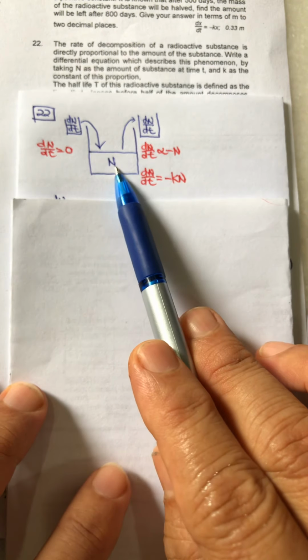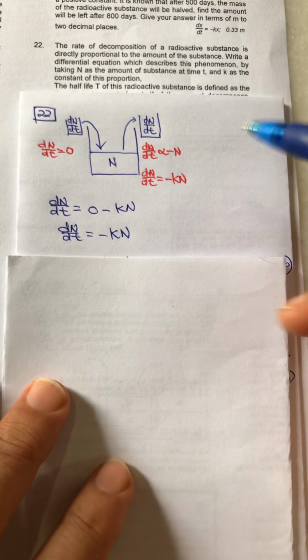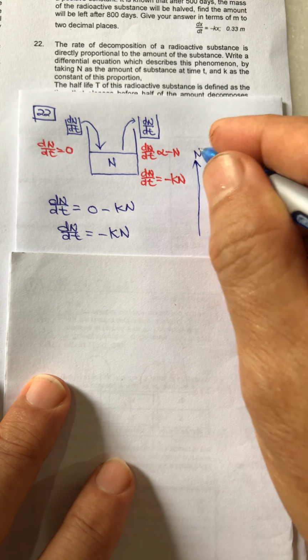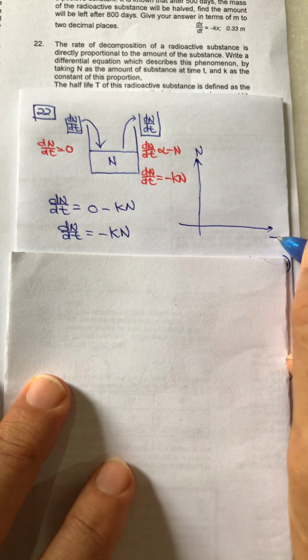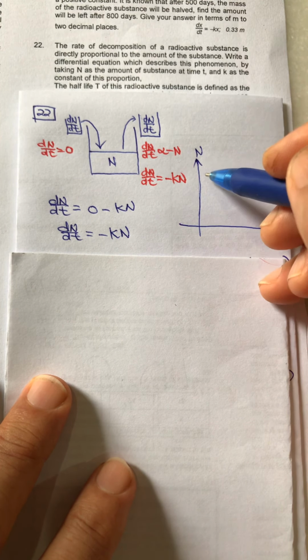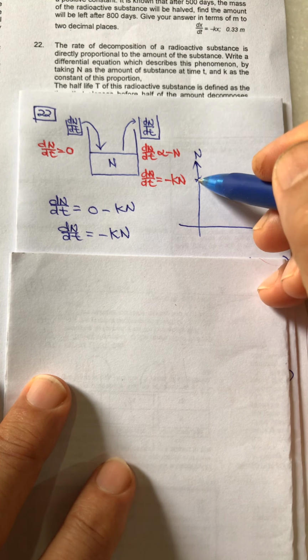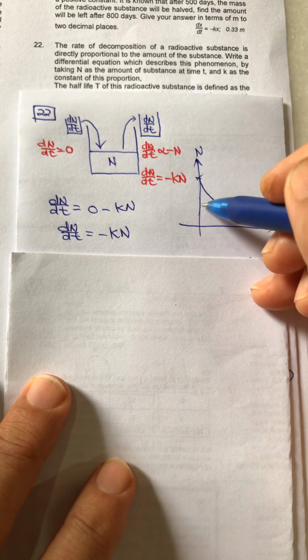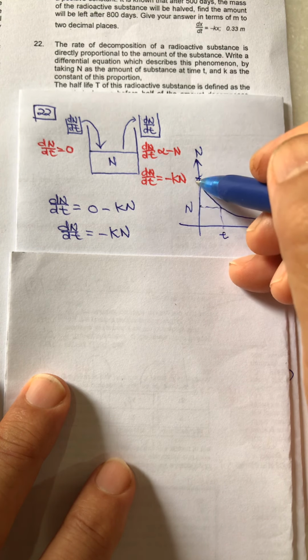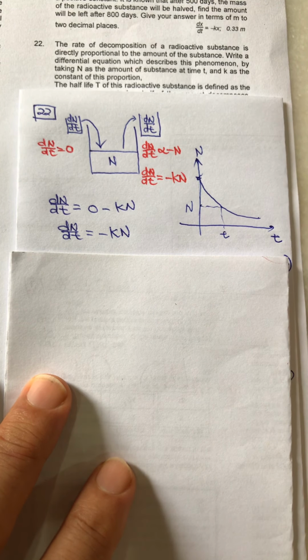The amount is like this. If you look at the graph, the amount is n and this one is t. So at time t the amount is n. But what is the original one? After we read, we will see.